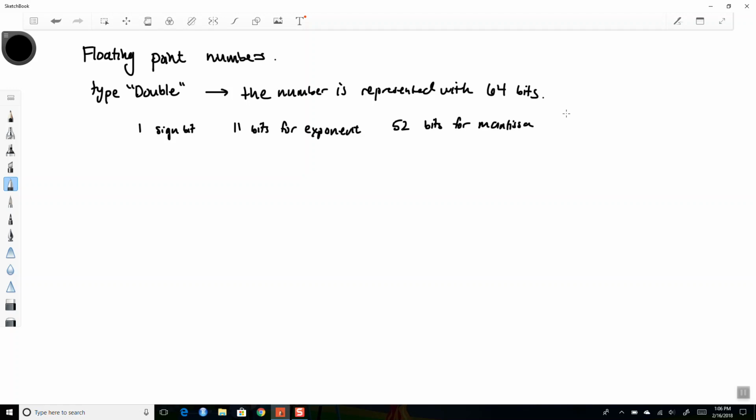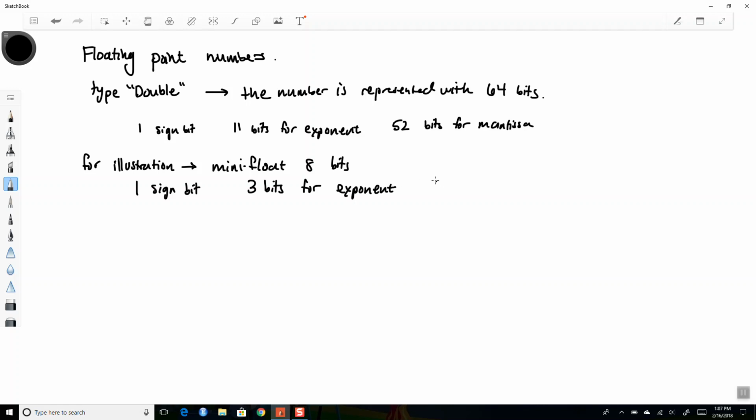Okay. And then just for illustration, we will use a mini float, which has 8 bits: one sign bit, 3 bits for the exponent, and 4 bits for the mantissa.